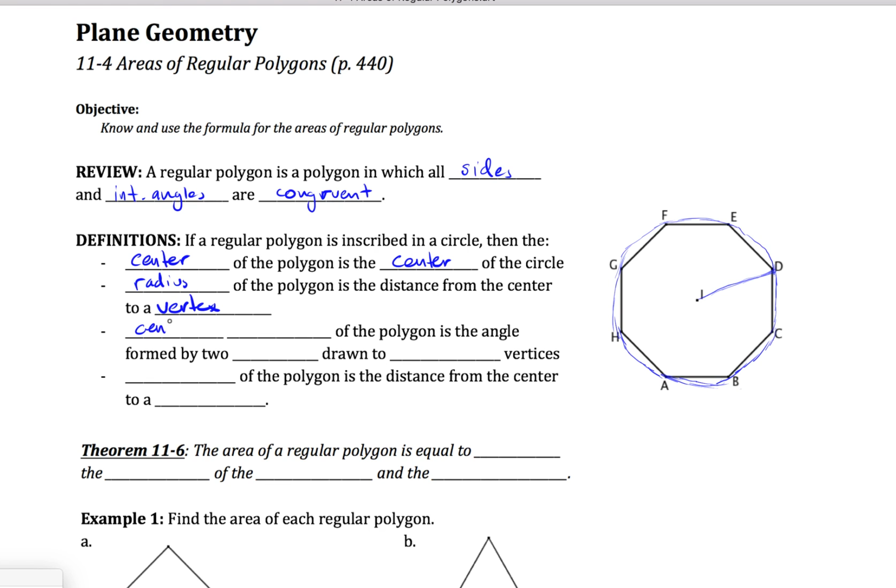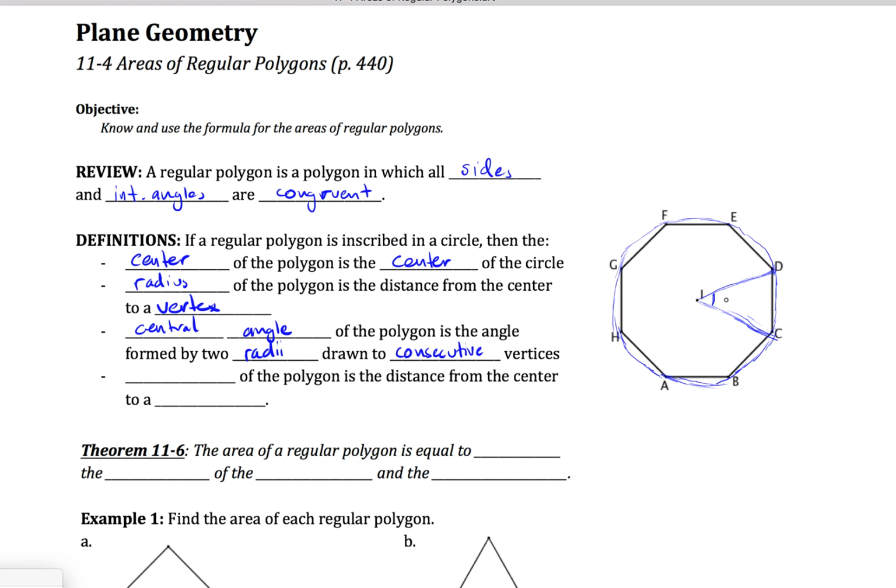A central angle of the polygon is going to be the angle formed by two radii that are drawn to consecutive vertices. So I've drawn one radius right there from I to D. If I drew another one from I to C, let me try to draw that a little bit better. From I to C would be another radius, and so that angle that I just created there would be a central angle. This right here would be a central angle of this polygon.